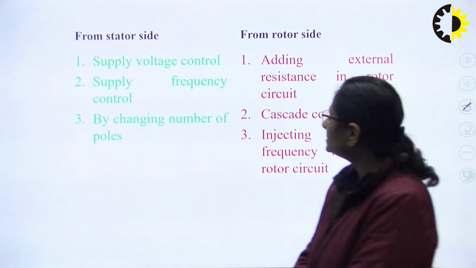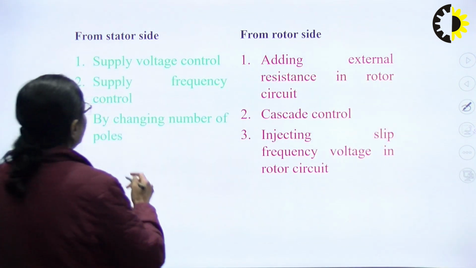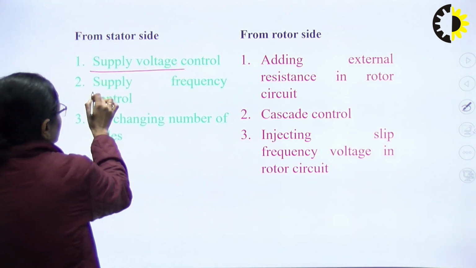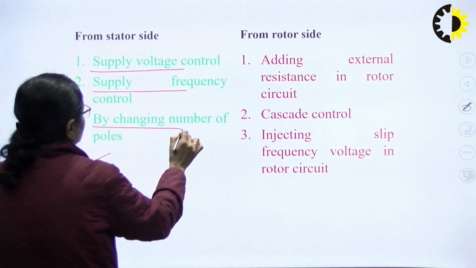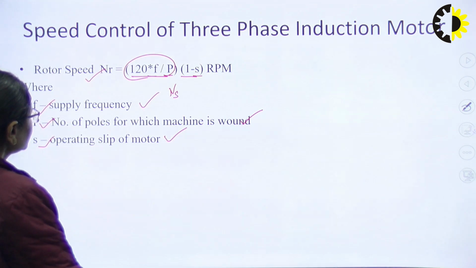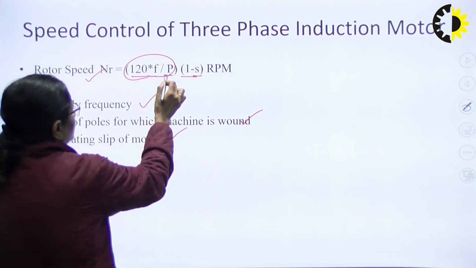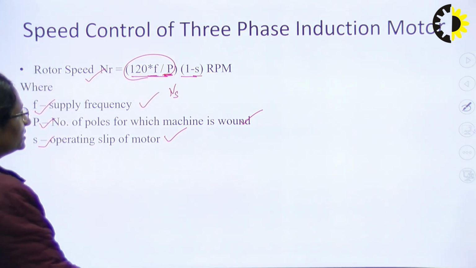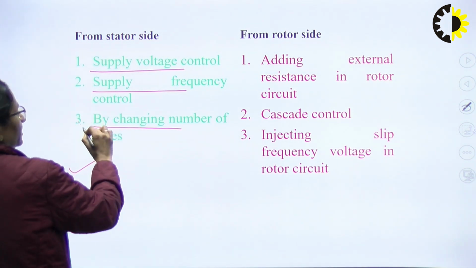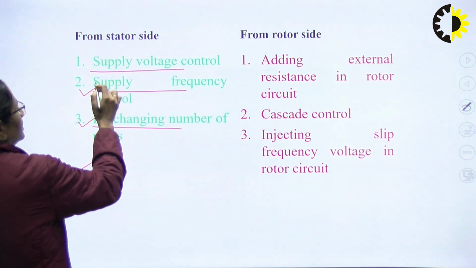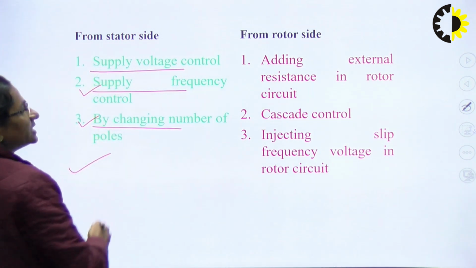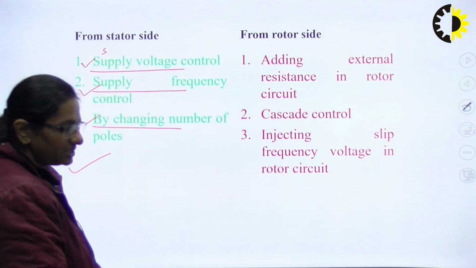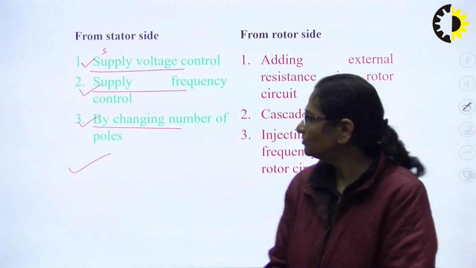As per this classification, the methods exercised from the stator side are supply voltage control, supply frequency control, and changing the number of poles. If you recall in this formula, the number of poles P and the supply frequency f are appearing. The third method mentioned here is the slip control method. Supply voltage control actually varies the operating slip of the machine and hence the operating speed of the machine.